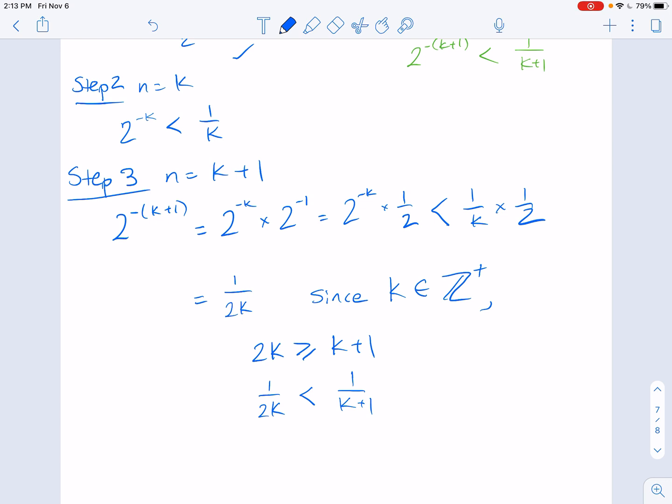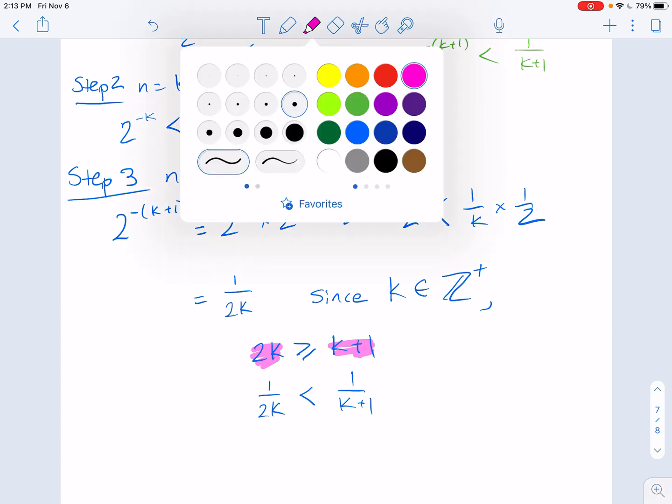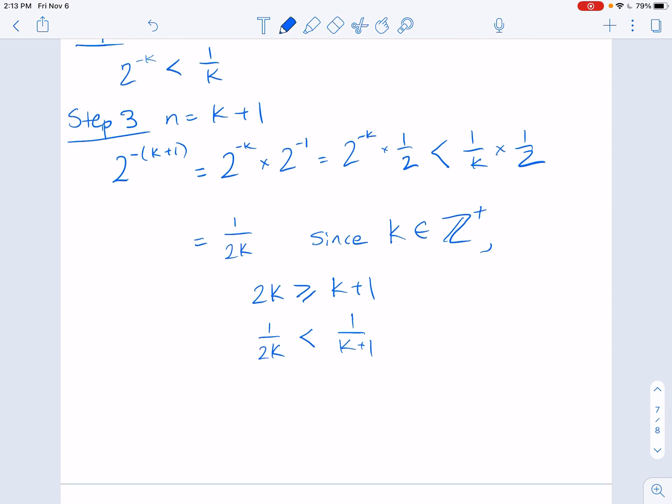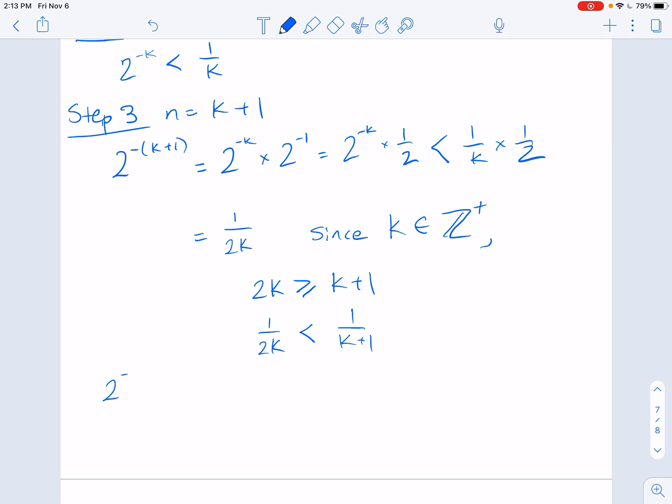If this value is bigger than that value, then 1 over that, something that's big, 1 divided by something big, is going to get smaller. So 1 over 2k is less than 1 over k plus 1. You're going to have to forgive my imperfections in this video. But basically, what we have said here is that 2 to the negative k plus 1 is equal to 2 to the negative k times 1/2, which is less than 1 over k times 1/2, which is equal to 1 over 2k, which is now less than 1 over k plus 1.